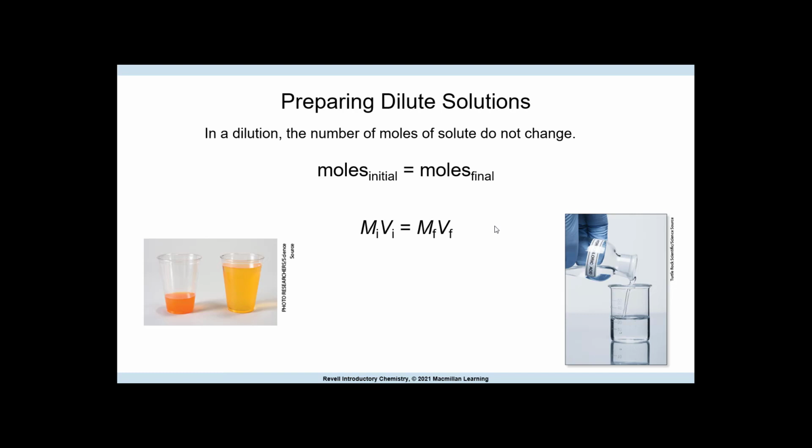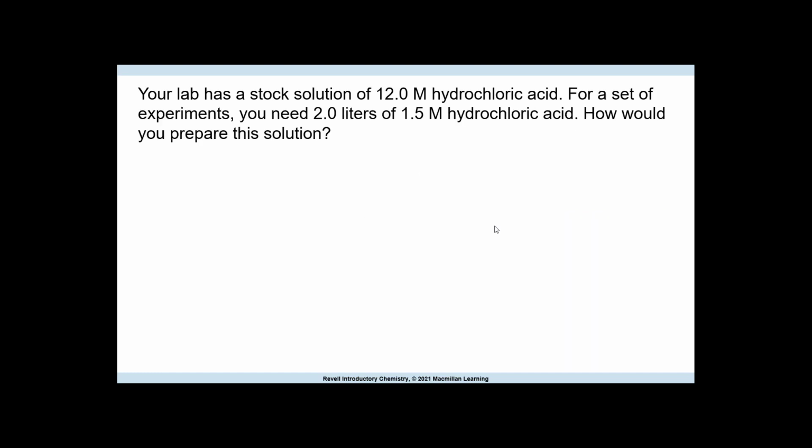Okay, so again, preparing dilute solutions, moles initial equals moles final. The moles don't change, it's just the volume. So your lab has a stock solution of 12 molar hydrochloric acid. For a set of experiments, you need 2 liters of 1.5 molar hydrochloric acid. How would you prepare this?